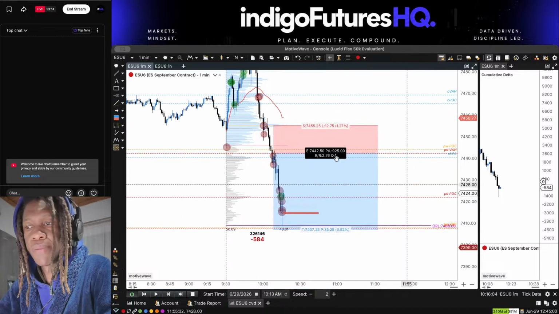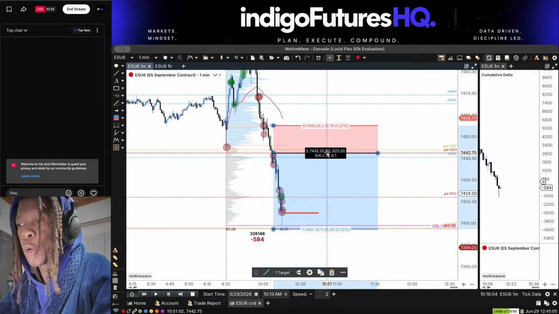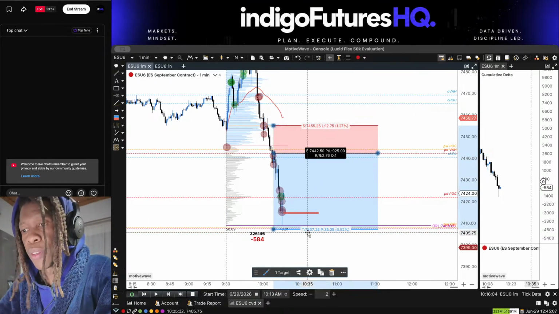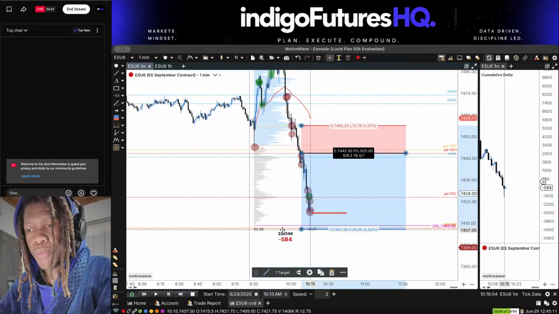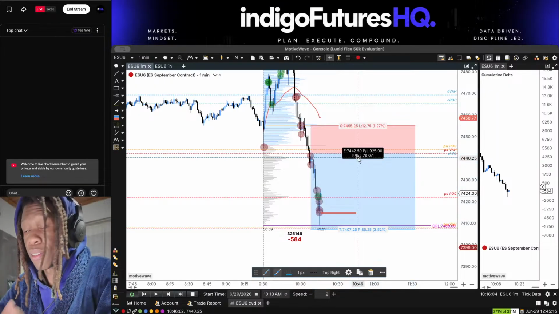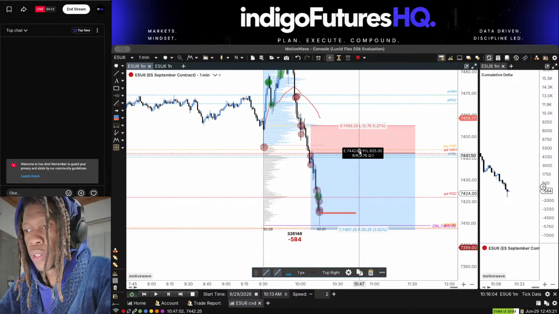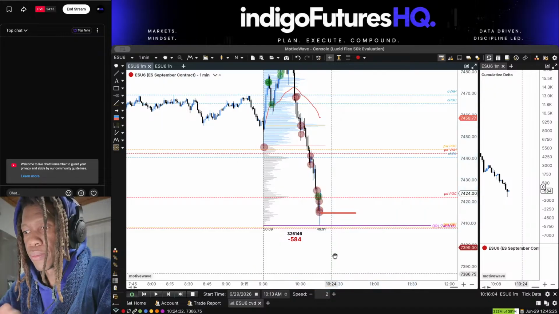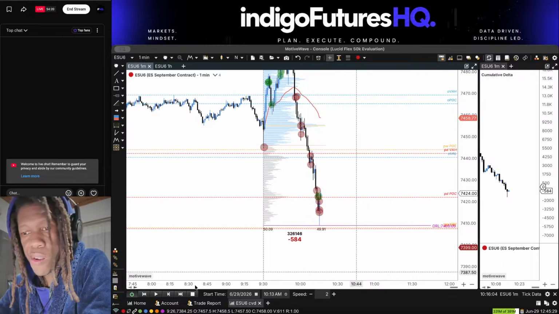You know what I mean? And also to not just assume that, okay, this is a Dalton rule, so I know for a fact it's going to hit the previous day value area low, because look at that. That barely touched. And whatever happened after, we can watch.